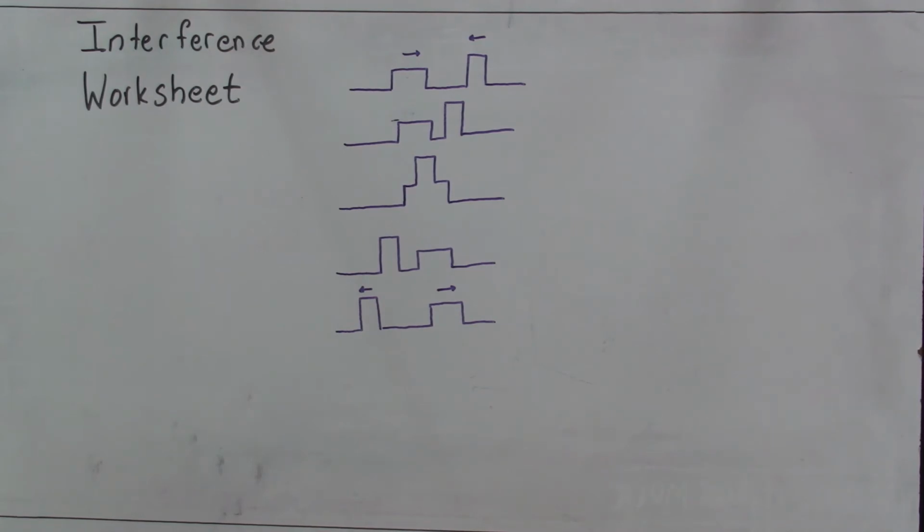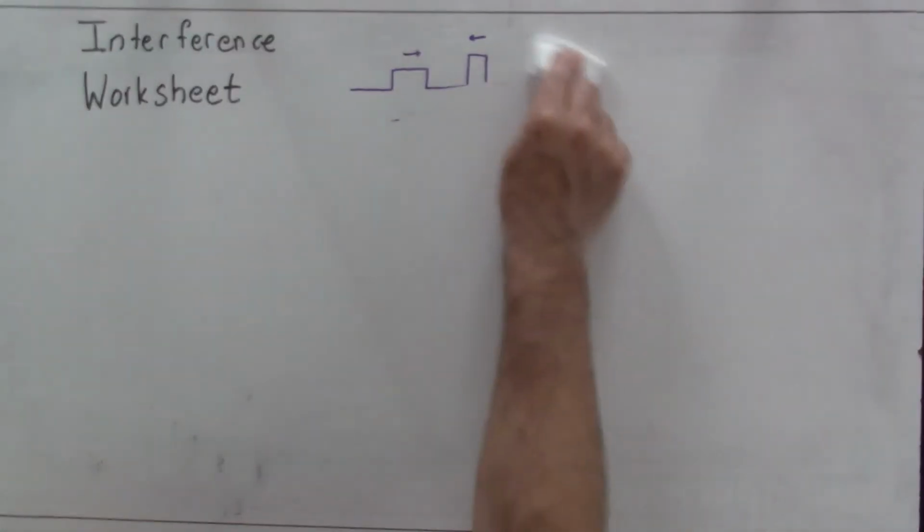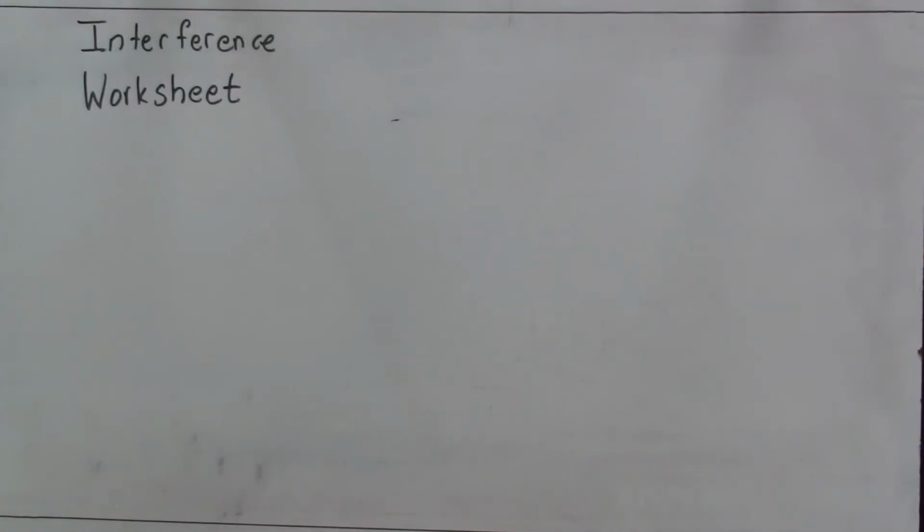All right, that's the front. Let's look at the back. The back has two principles on it. Not only what happens when the waves overlap, but also what happens when the waves hit some boundaries. So let me sketch up the first one here.